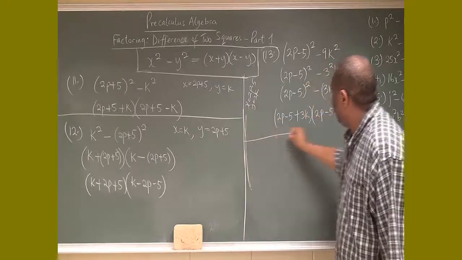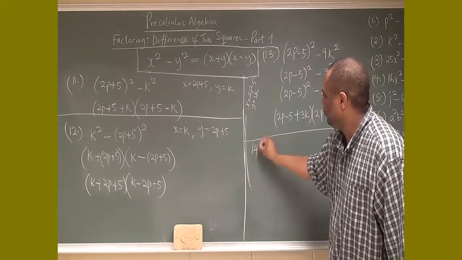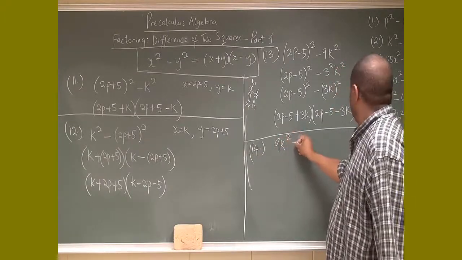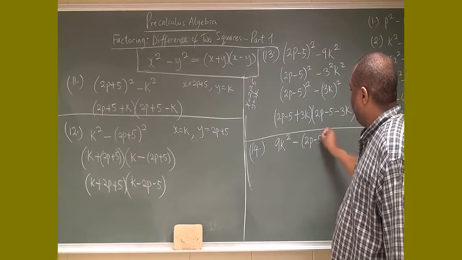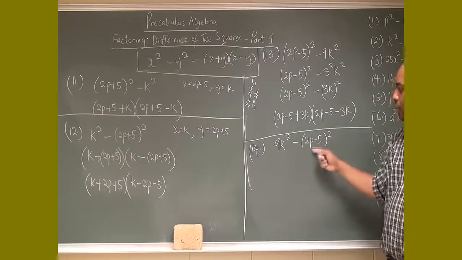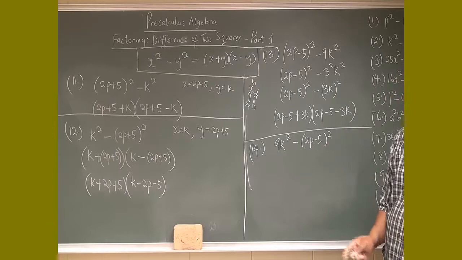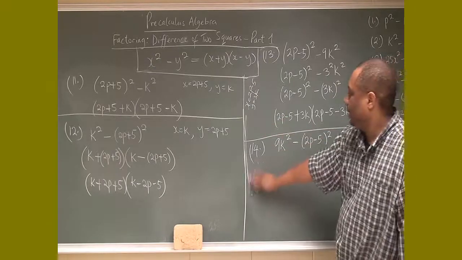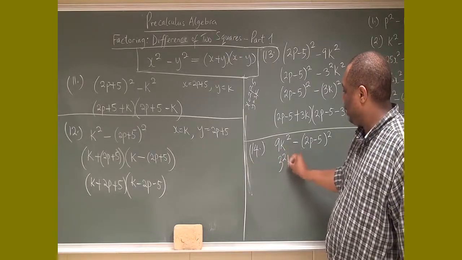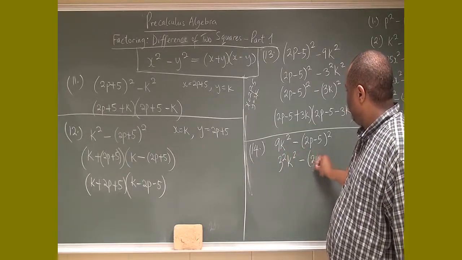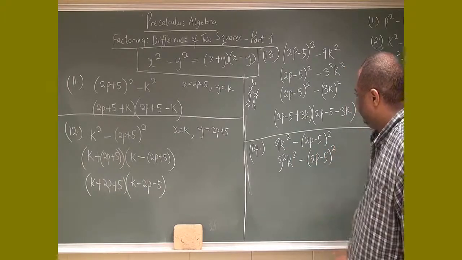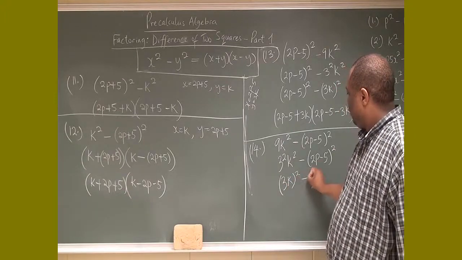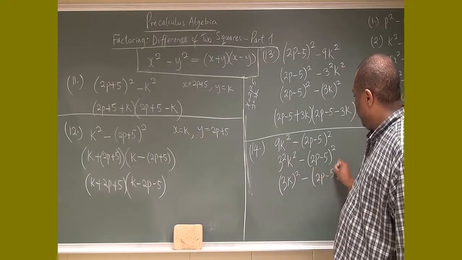Now, what if you have the next question here, 14. You have 9k squared minus 2p minus 5 all squared. Here you're working with a double entity. On the subtraction sign, you have to be careful, just like you did for question 12. This will be 3 squared k squared minus 2p minus 5 all squared. So this will be 3k all squared minus 2p minus 5 all squared.